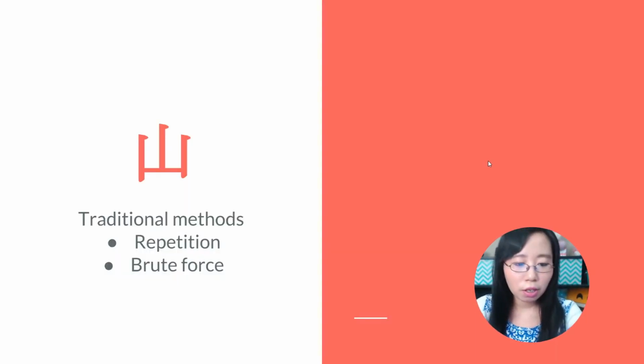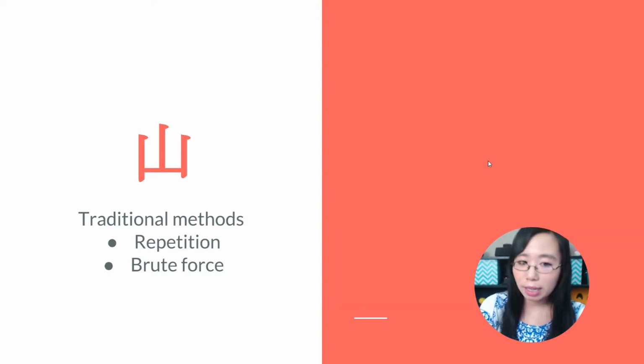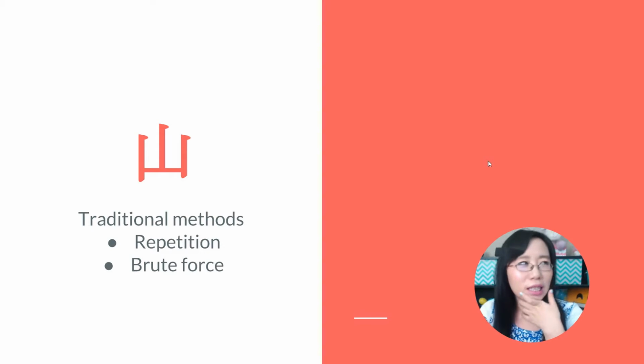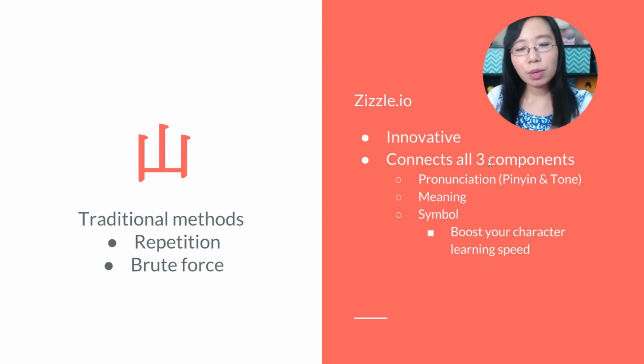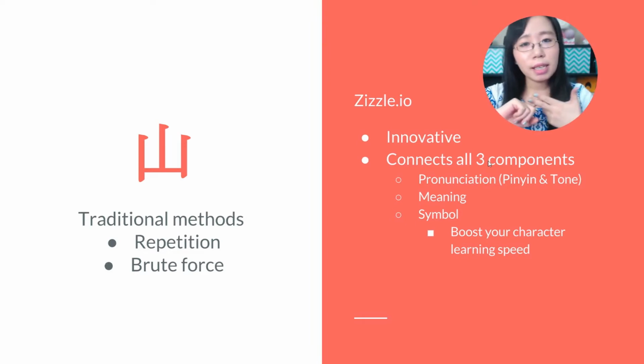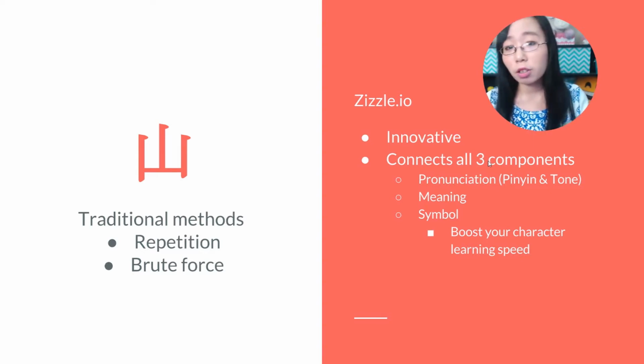Traditionally, you learn this character by repetition, which is just by writing it over and over again until you memorize it. That is a very common method used in elementary school back in China, when I was in school, which is in the 90s. This is where we're going to see how Sizzle is different. Sizzle connects all 3 components, the pronunciation, the pinyin and the tone, the meaning, and the symbol, which is the character. And this will really boost your character learning speed.